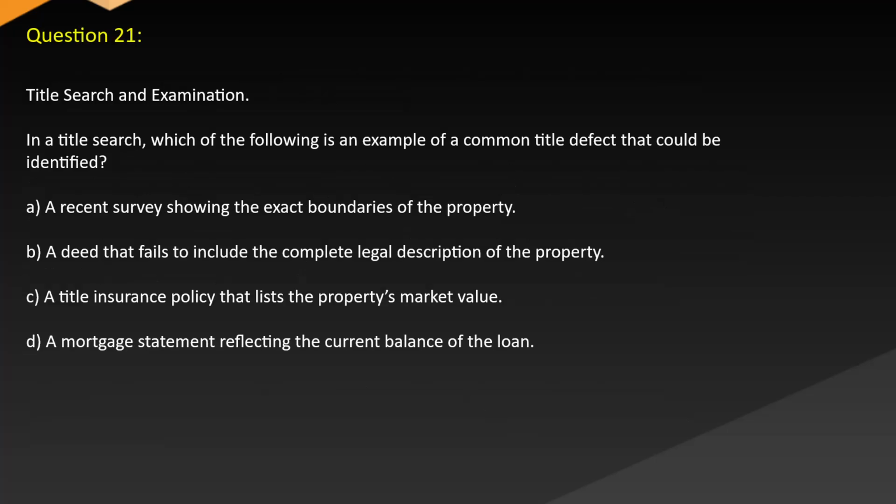Question 21. Title search and examination. In a title search, which of the following is an example of a common title defect that could be identified? A. A recent survey showing the exact boundaries of the property. B. A deed that fails to include the complete legal description of the property. C. A title insurance policy that lists the property's market value. D. A mortgage statement reflecting the current balance of the loan.